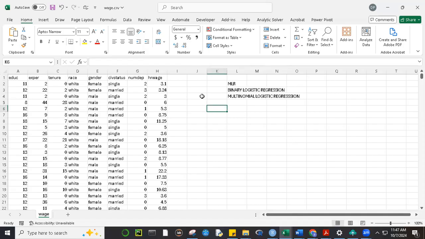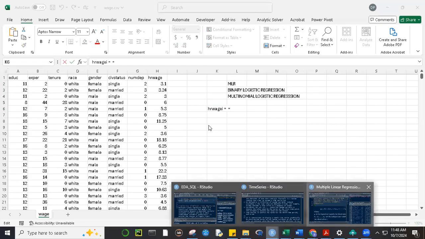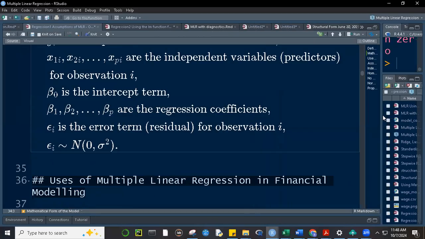So the goal of multiple linear regression is for us to generate an equation. For example, y sub i is equal to, so this is our dependent variable. In fact, we can replace it by hourly wage. Hourly wage sub i is equal to a certain constant plus B1 times education, plus B2 times experience, plus B3 times tenure, B4 times race, B5 times gender, B6 times civil status, and B7 times number of dependents. So that's our goal, class, in order to generate this equation.